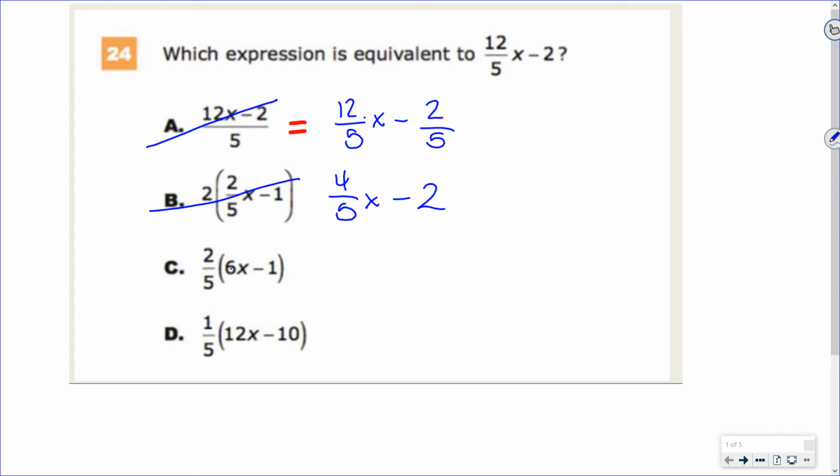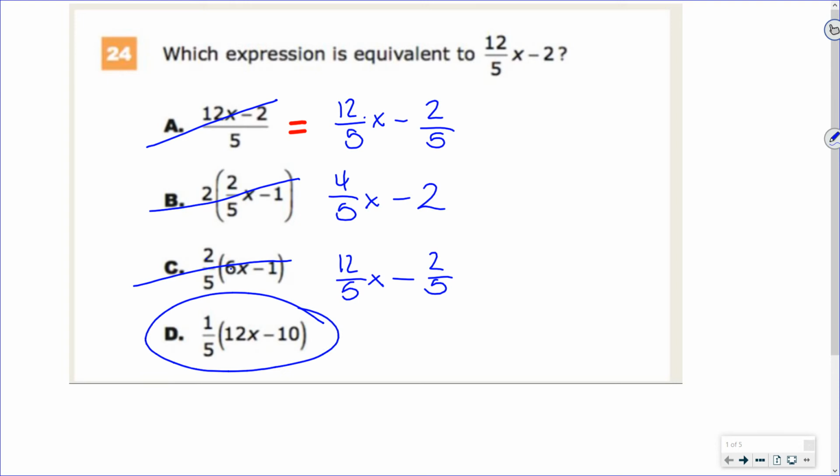All right, 2 times 6 gives me 12 fifths x minus 2 fifths times 1 is going to be 2 fifths. Is that the same as the one that's at the top? No, it is not. So that leaves only one possible answer left. It's going to be D. Remember, the distributive property is the key for this problem. You have to take the number that's outside the parentheses and multiply it by each number inside the parentheses. So this would be 1 fifth times 12x minus 1 fifth times 10.